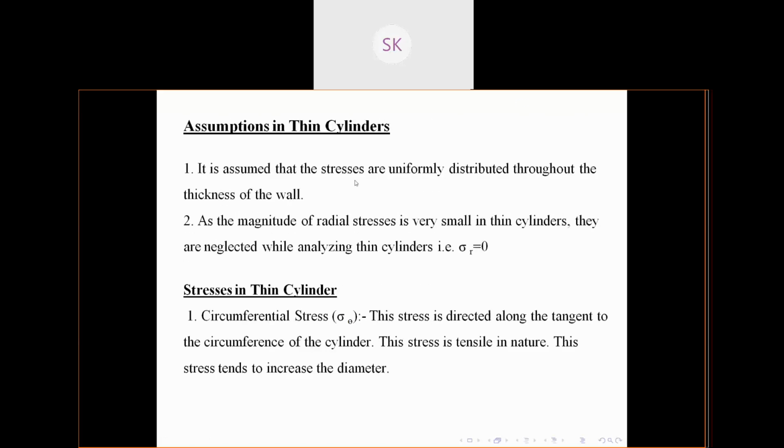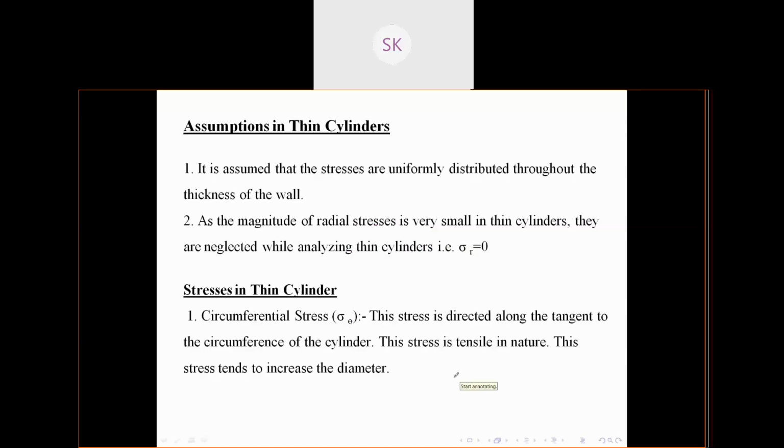These are the basic assumptions in thin cylinders: it is assumed that the stress is uniformly distributed throughout the thickness of the wall. That means if this is the cylinder, and here it is acting 3 kilonewton, here it will also act as 3 kilonewton. So stress is uniformly distributed. Then, as the magnitude of radial stress is very small in thin cylinders, it is neglected while analyzing. So, as I discussed, sigma radial stress is 0.